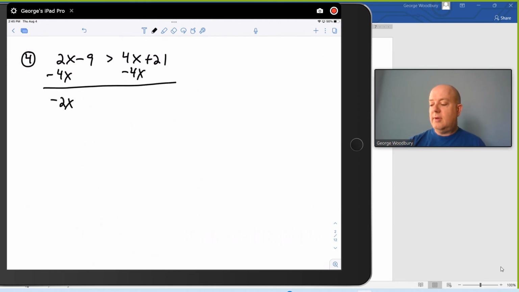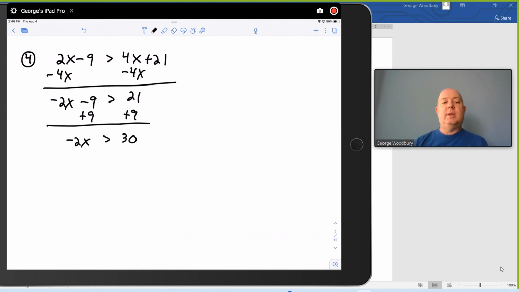Negative 2x minus 9 is greater than 21. Add 9 to both sides. Negative 2x is greater than 30. Now I need to divide by negative 2. And when I do that, I'm going to switch the direction of the sign from greater than to less than. Divide 30 by negative 2 as well, and I end up with x is less than negative 15. Don't forget to change that sign when you divide by a negative number.